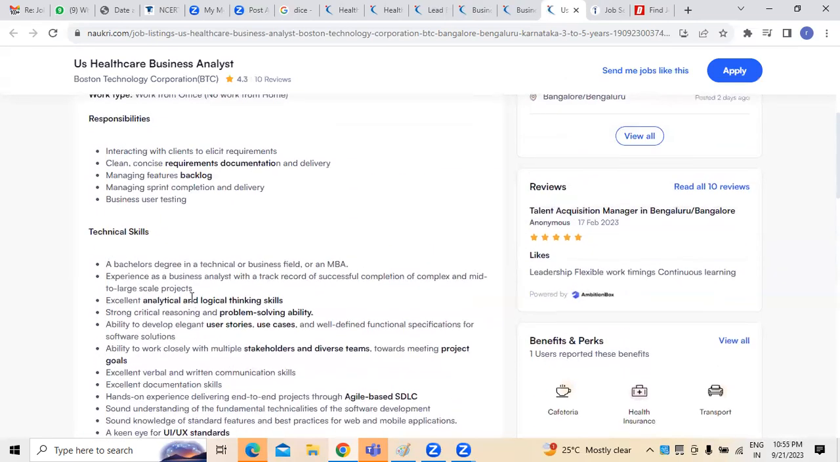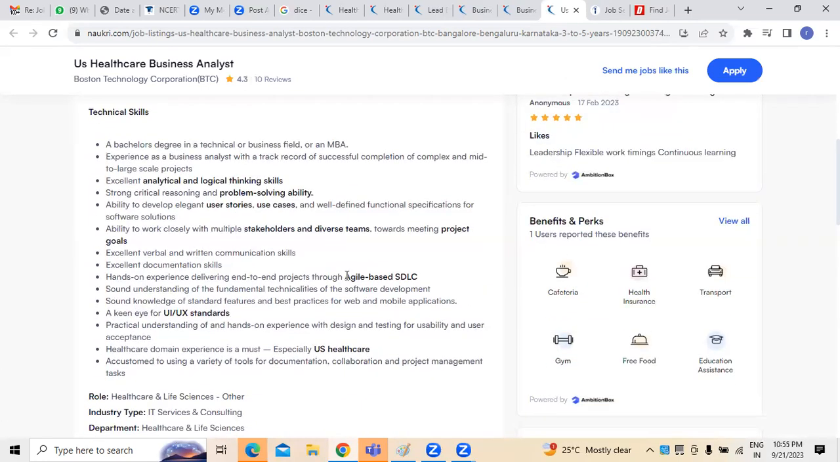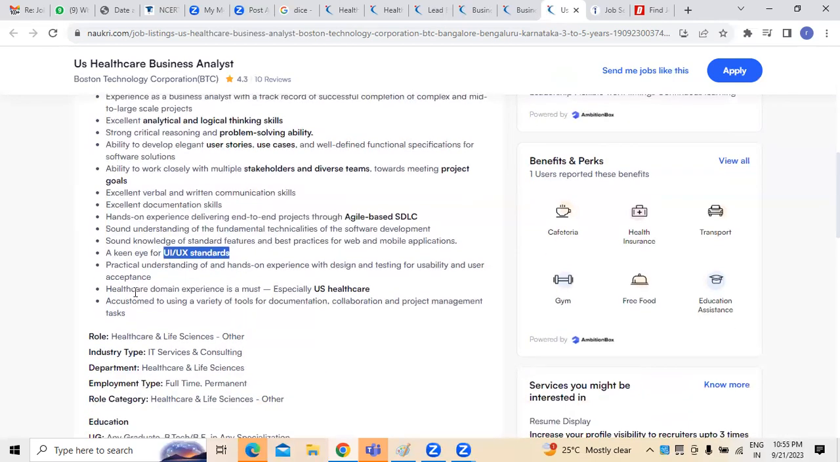So what they want is someone who should have knowledge of Agile and SDLC. Because whenever you are developing an application, there is a development lifecycle model called Agile that we are using nowadays. Hence, whoever is working as a BA should have knowledge of Agile. First point. Second, UI and UX standards, meaning creating user interfaces and user experience, is what they are expecting. This is point number 2. Next, they have mentioned very clearly that healthcare domain experience is a must, especially US healthcare.